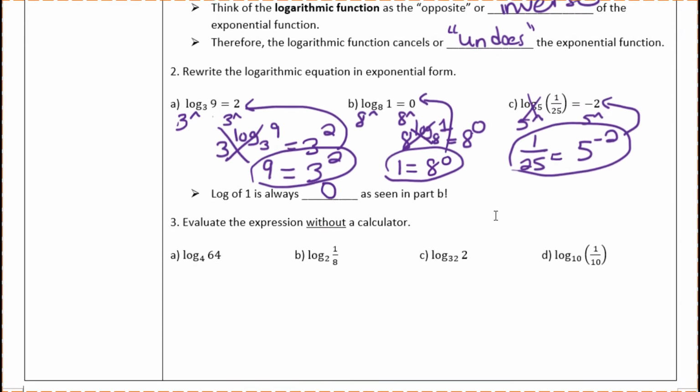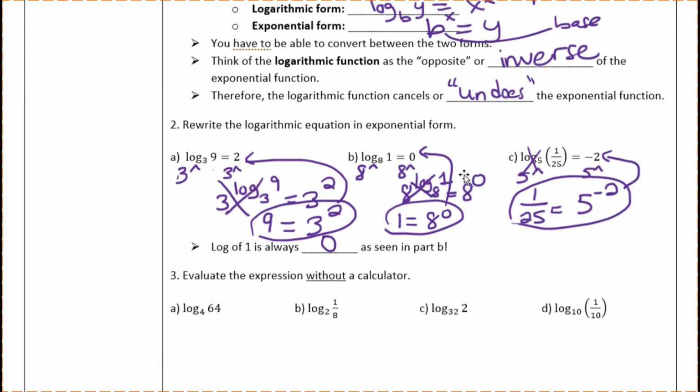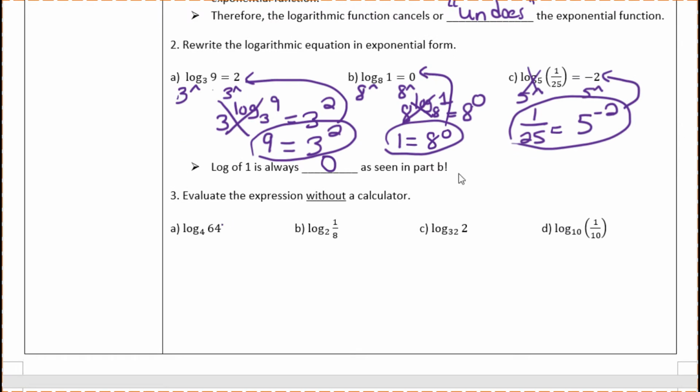Alright, so now let's look at number 3. This wants you to evaluate the expression without a calculator. So we're going to convert it to the exponential form and then essentially solve it that way. What we're going to do is set this equal to a variable. I'm going to set it equal to x, and I've got to figure out what x is. So I'm going to convert this to the exponential form. I know that I'm going to raise 4 to both sides, because there's a base of 4 here. Now they cancel, so I have 64 equals 4 to the x power.